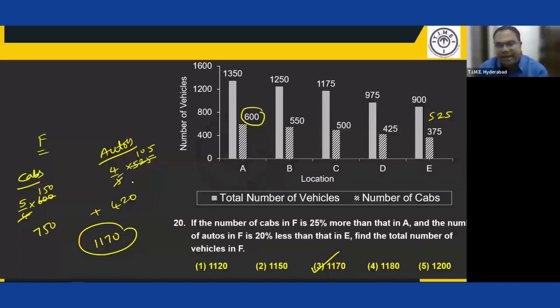Right? So 20% less means it has to be 80%. 4 by 5 directly I can write. 25% more means it is 125%. I can write 5 by 4.